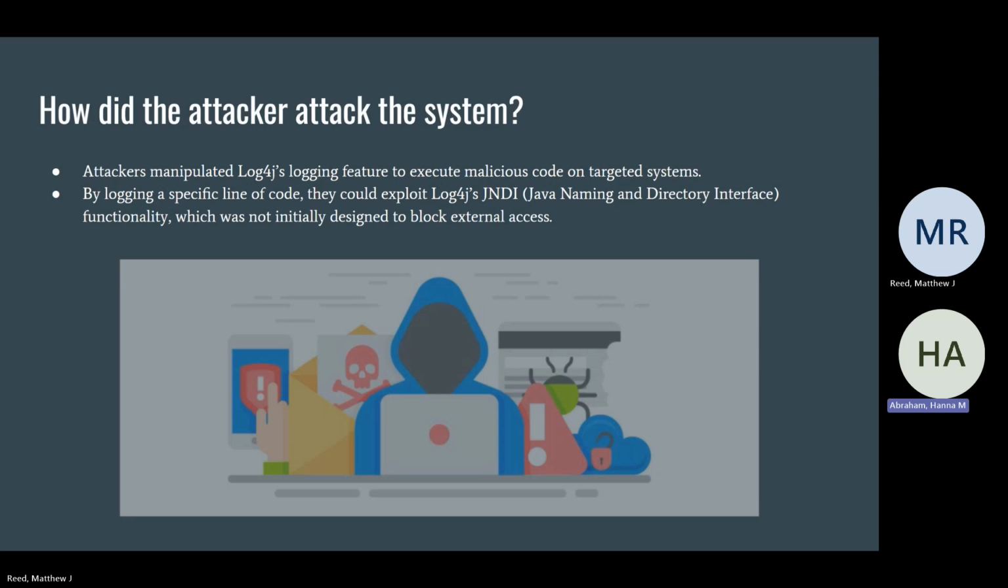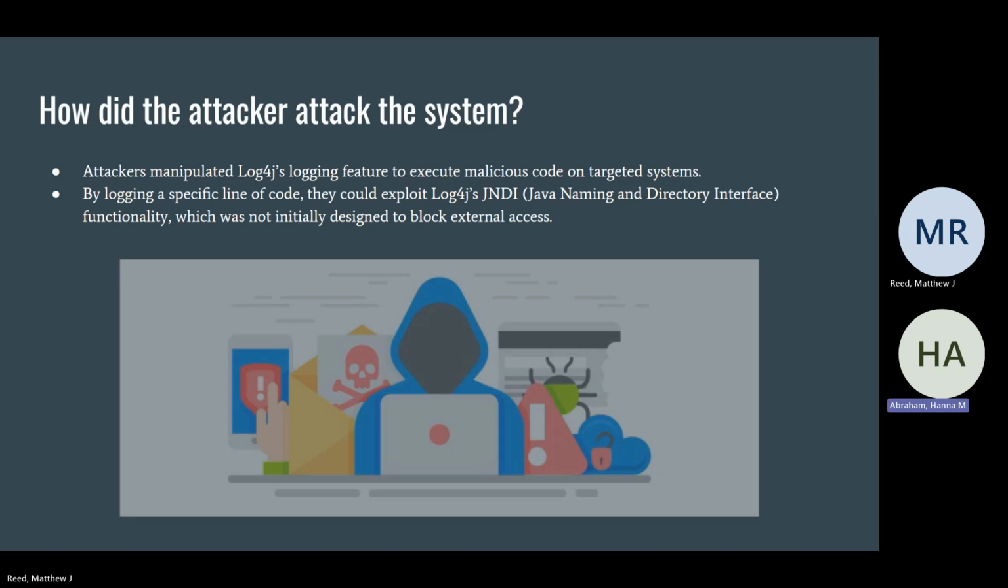Unfortunately, this functionality was not initially designed with adequate safeguards to block external access, and as a result, attackers could use Java naming and directory interface to connect to a remote server controlled by them, where they could deliver and execute random codes on the vulnerable system. The attack was notably simple, requiring minimal technical expertise, which made it accessible to a broad range of attackers.